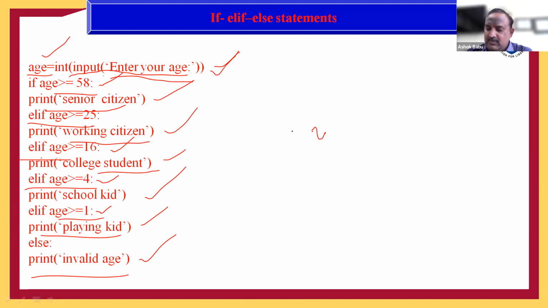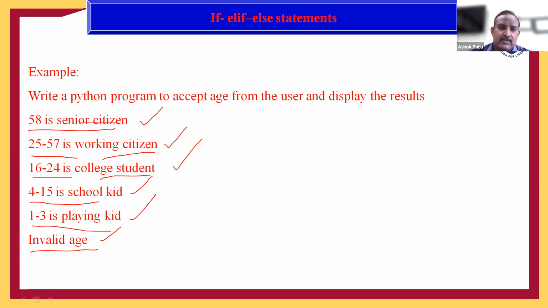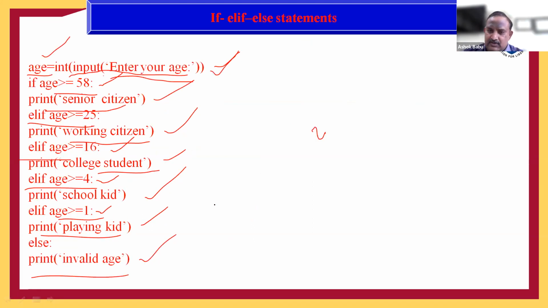So here in the problem, we have been given different conditions. If age is 58, it is a senior citizen.